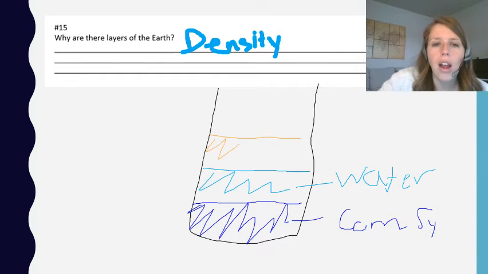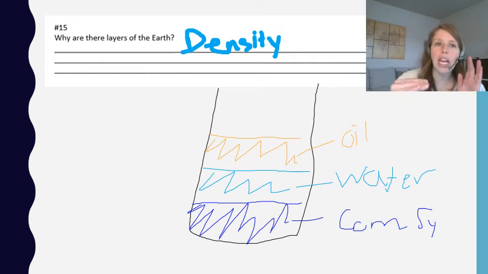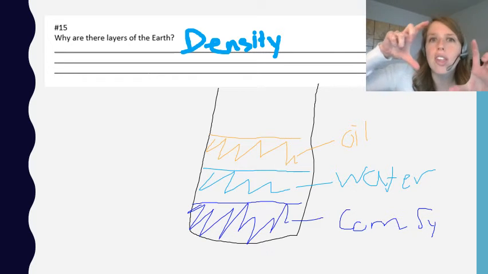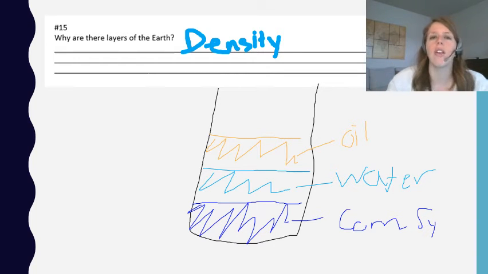So why do these layers not mix? Well, it's because they have different densities, right? So the oil sits on top because it's the least dense, right? So things layer according to density. You see it in a cup in your kitchen, in the salad dressing in your fridge, and we see it in the layers of the earth.